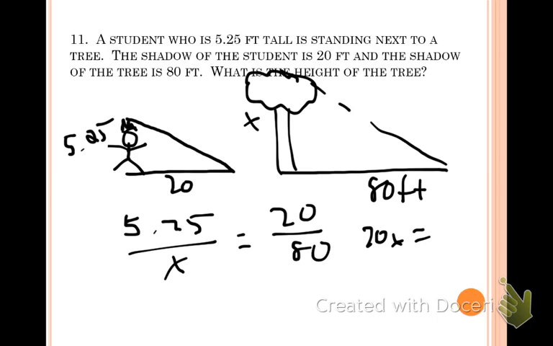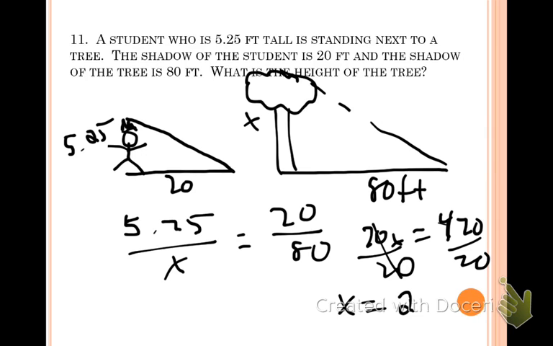20x equals 5.25 times 80. What is it, 420? Then divide by 20. X is 21. So how tall is the tree? The tree is 21 feet tall. Which again, you'd be able to see if that shadow thing would go away. Does that make sense? Okay? All right.